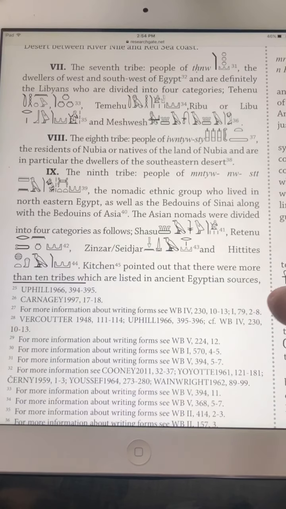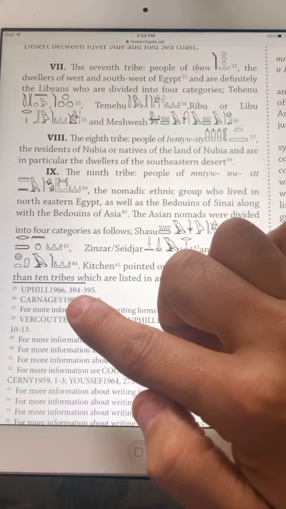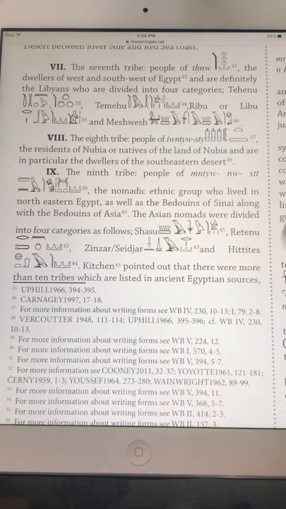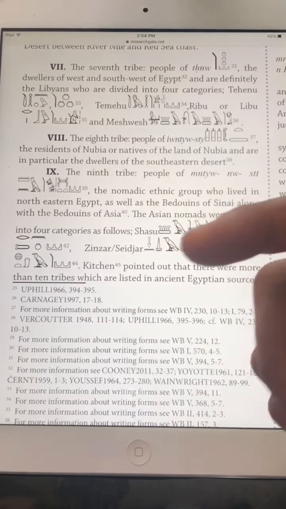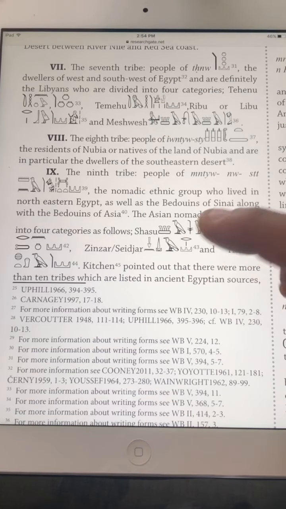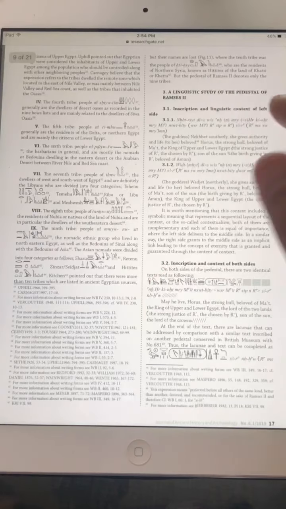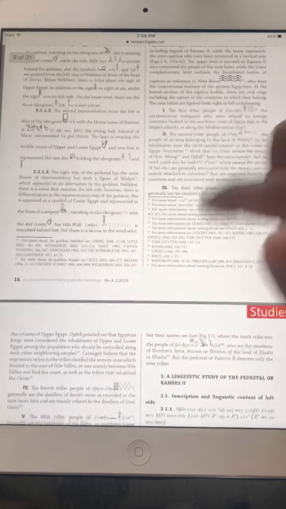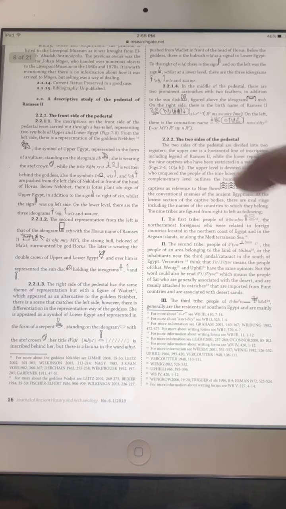Now, there were more than 9 tribes. Sometimes they found a 10th tribe, but that really depends on the period. And then if you go all the way to the Persian period by Darius I, you had 24 tribes. All right, so that's it. This is the only thing I really wanted to do is discuss the 9 enemies of Egypt, the 9 bows. They're known as the 9 bows.